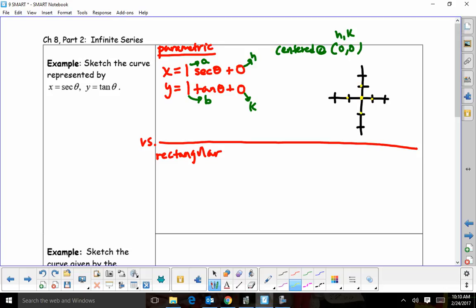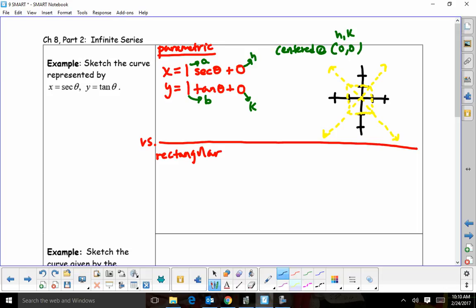And then you should have been taught this way in math analysis. If not, I'm sorry for you. But you're going to now make a box. Okay? It's the easiest way. Then you're going to do your asymptotes. They have to go through your center and the edges of your box. Okay?